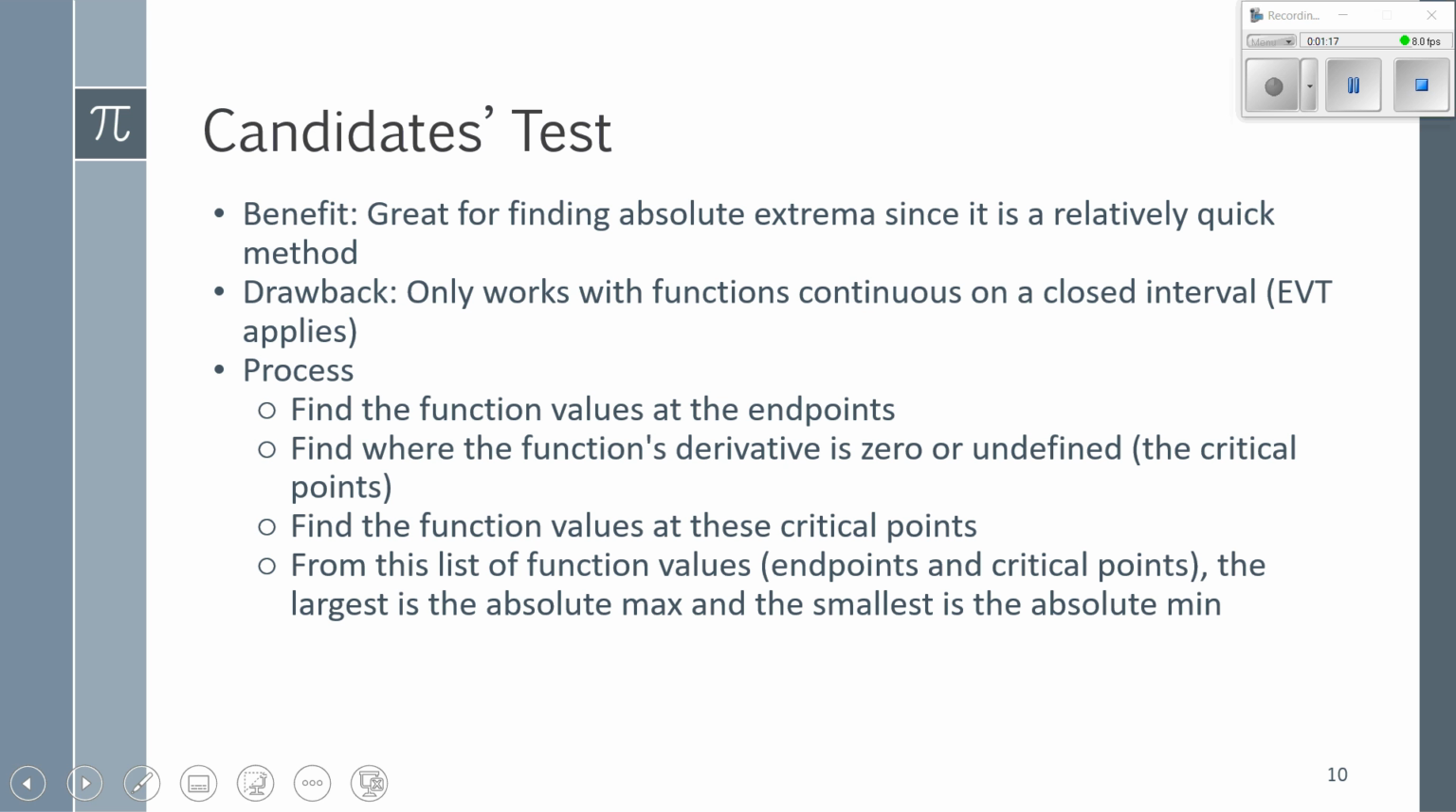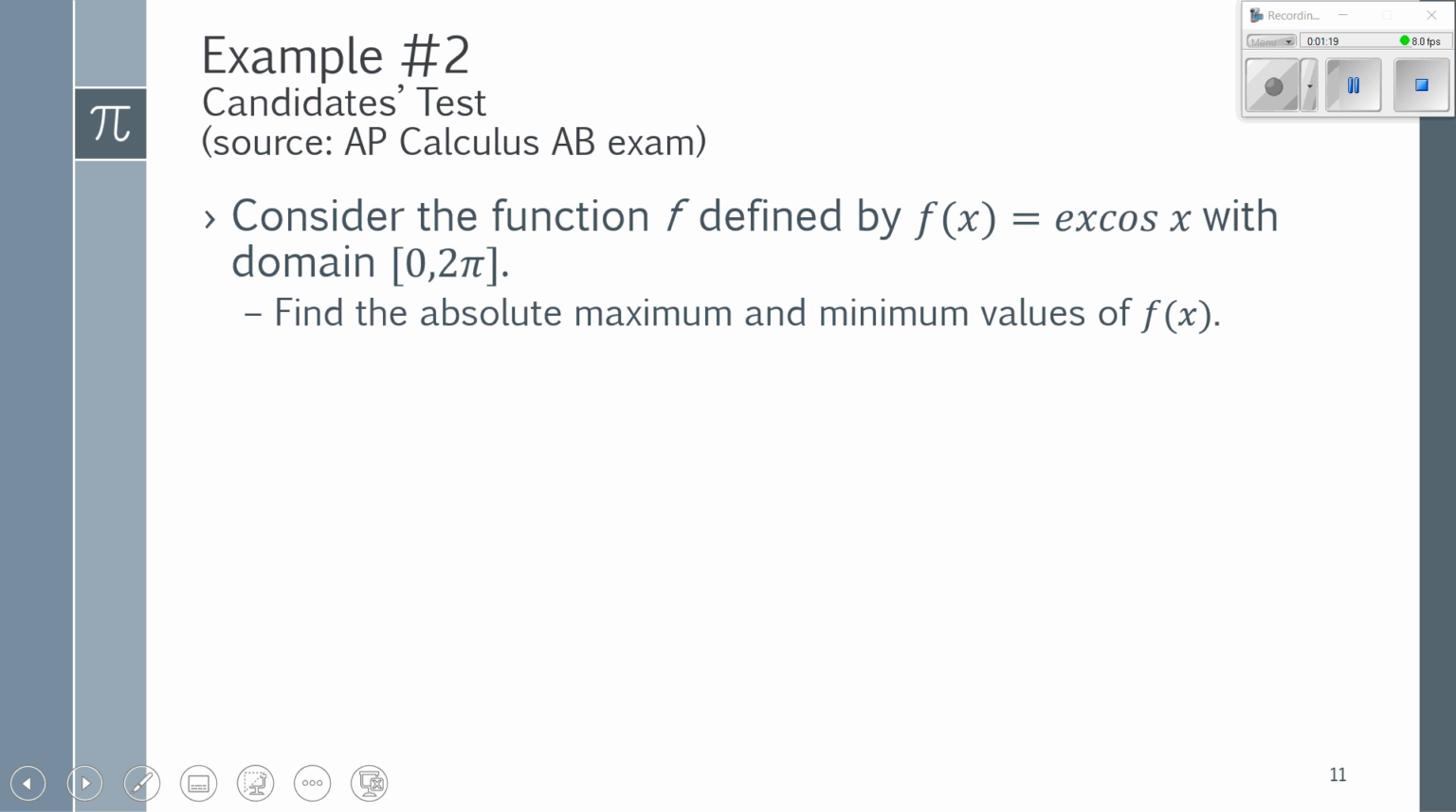So doing this in action here. So this should say, sorry with my typos, this should be e to the x cosine of x. So we're considering the function defined by e to the x cosine of x on the domain 0 to 2 pi. That is a closed interval. e to the x is continuous, cosine of x is continuous, so the product of them is also continuous. So the EVT does apply.